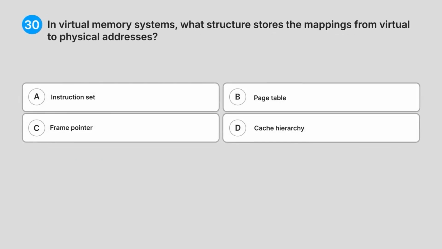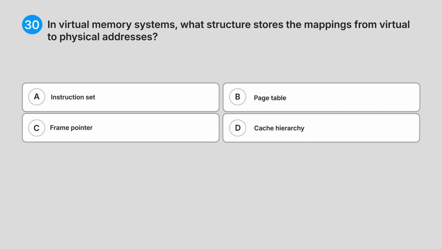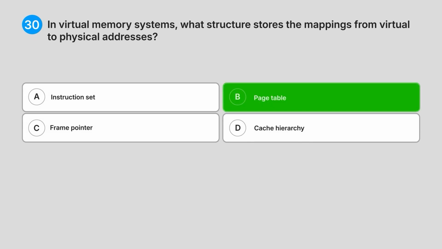30. In virtual memory systems, what structure stores the mappings from virtual to physical addresses? A. Instruction set. B. Page table. C. Frame pointer. D. Cache hierarchy. Can you guess the answer? Correct answer, B. Page table.